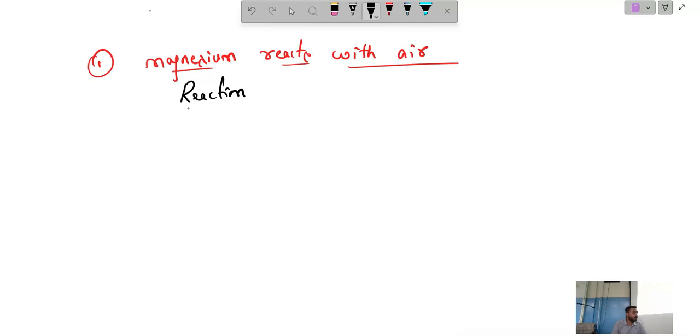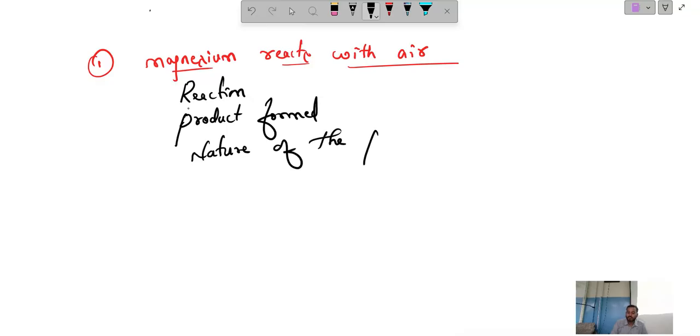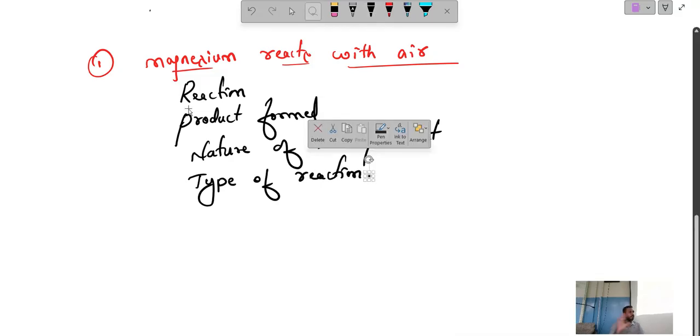You can expect a question based on reaction. You can expect a question based on product form. And you can expect a question based on nature of the product. And at last, we can expect a question based on type of reaction. So these all are the possibilities.